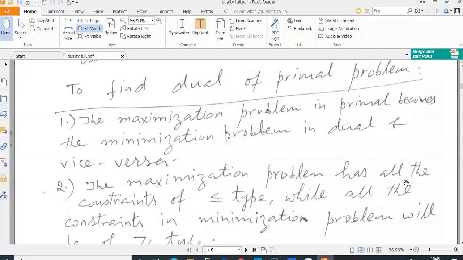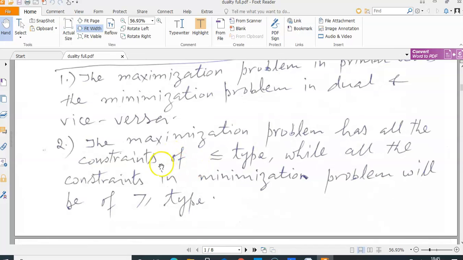To find the dual from the primal problem: now the question arises, how to find the dual of a given primal problem. Step 1: the maximization problem in the primal becomes the minimization problem in the dual and vice versa. Second, a maximization problem has all constraints of less than or equal to type, while all the constraints in the minimization problem will be of greater than or equal to type.